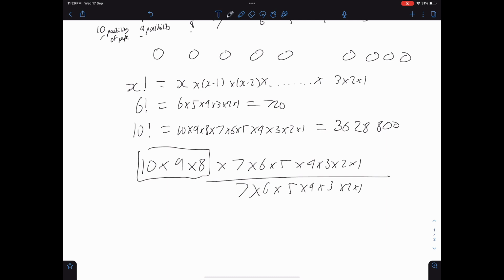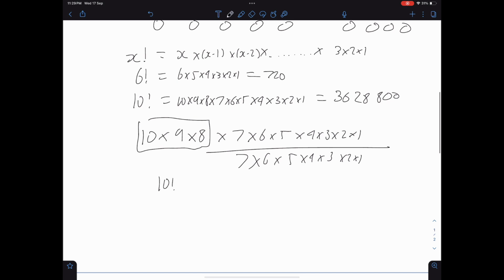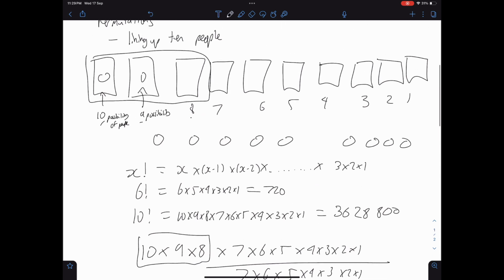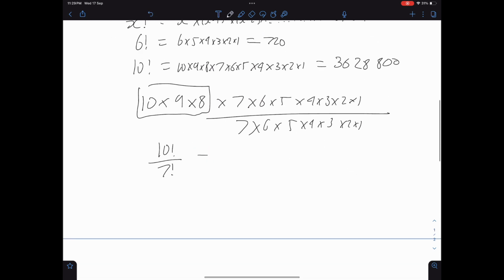Which is itself 7 factorial. So we've done 10 factorial over 7 factorial. And what's the relationship, and how can we include the fact that we're only trying to arrange 3 people? Well, 7 is just 10 minus 3. And this is how we get our formula of n factorial over n minus r factorial. And this defines the permutation function.